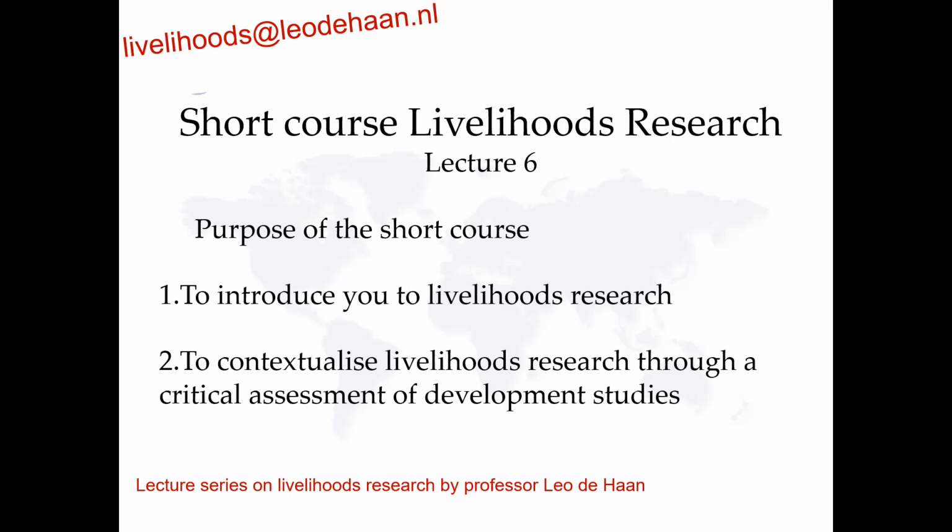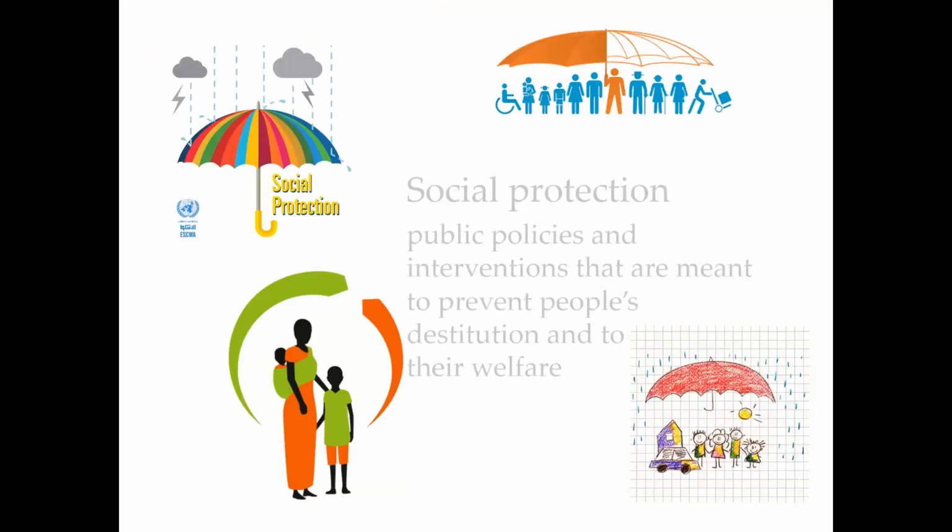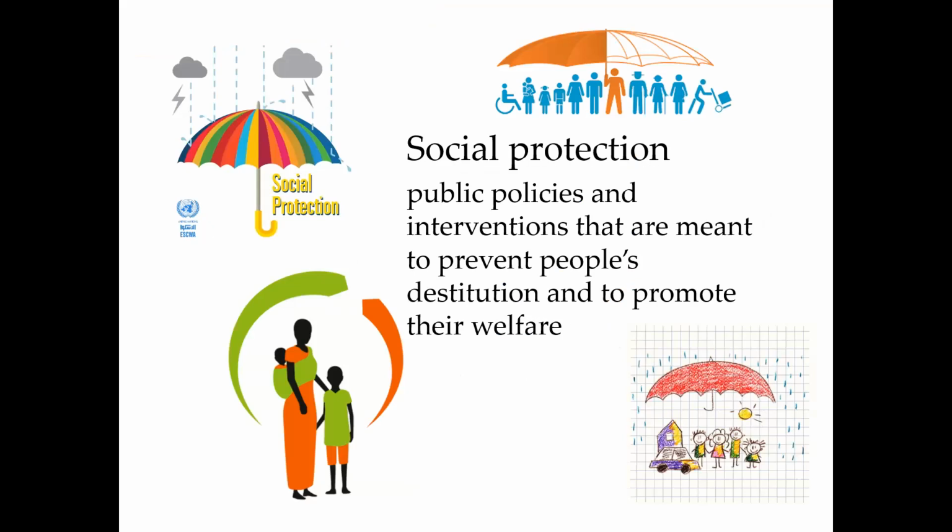This short course also has a second objective, call it a reflective objective. That reflective objective is about contextualizing livelihood research against the backdrop of a critical assessment of development studies itself. Any topical interpretation and practice of livelihoods research can only be achieved through this second objective. Social protection is usually defined as public policies and interventions that are meant to prevent destitution and to promote welfare.